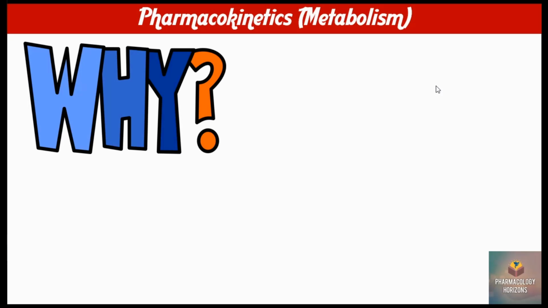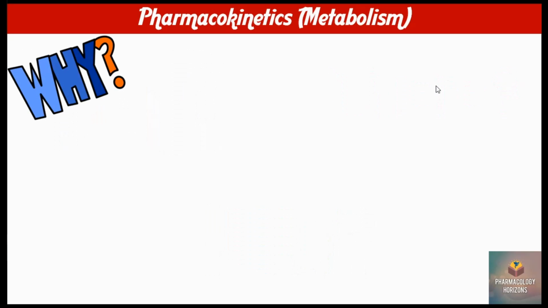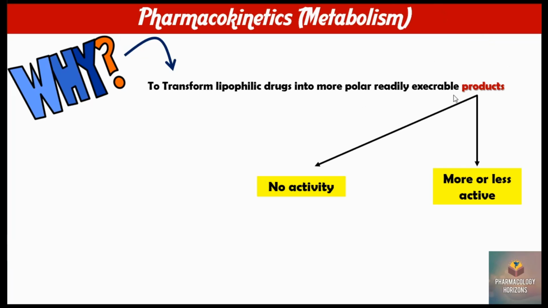So when you talk about metabolism, you must ask yourself three questions: why, where, and how it's done. First of all, metabolism is a chemical transformation of drugs catalyzed by enzymes. Then the answer to the first question: why does the body need metabolism? The body needs metabolism to convert lipophilic molecules into more hydrophilic ones so they can be excreted easily. These polar excretable products may be inactive or active. The body has nothing to do to control the activity of the metabolites.